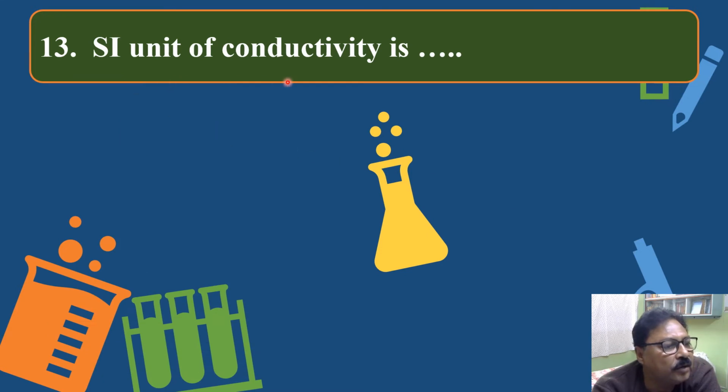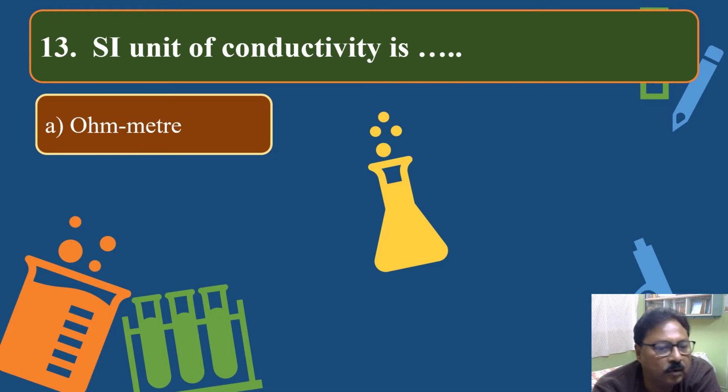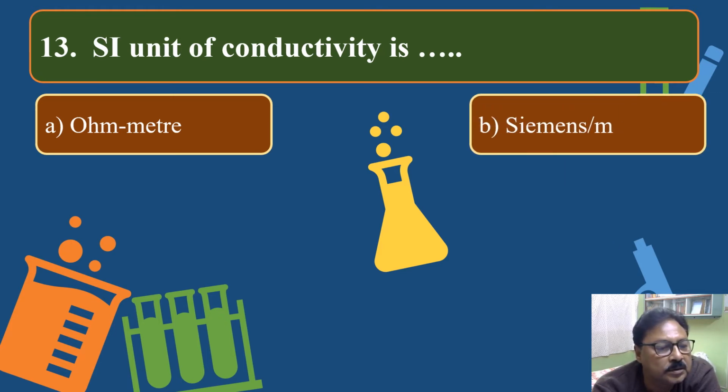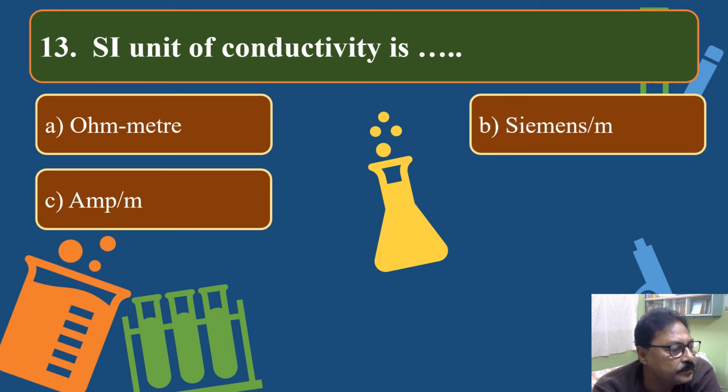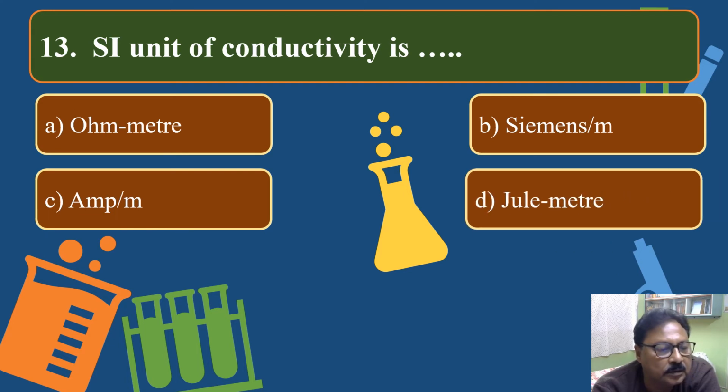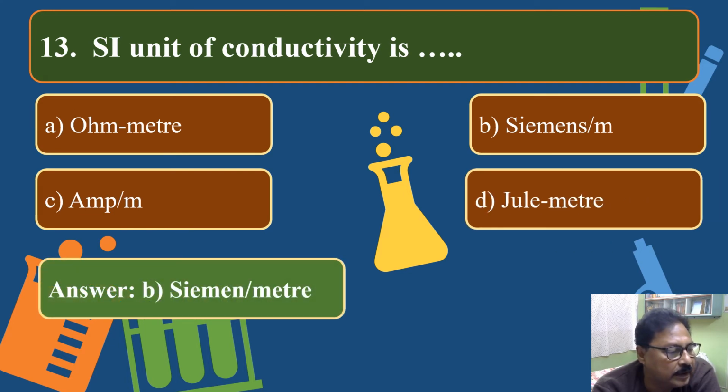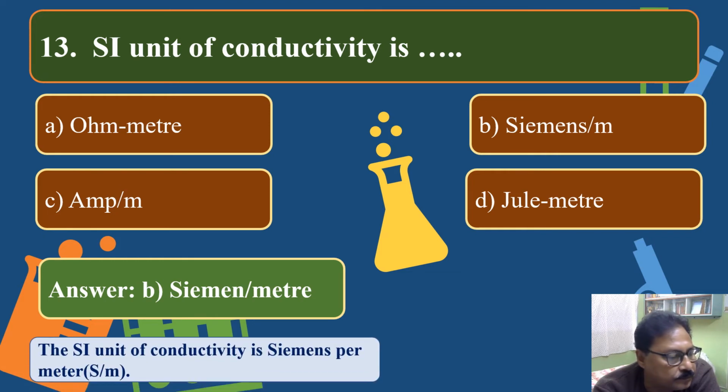SI unit of conductivity is: ohm meter, Siemens per meter, amp meter, and joule per meter. The correct answer is Siemens per meter. The SI unit of conductivity is Siemens per meter, S by M.